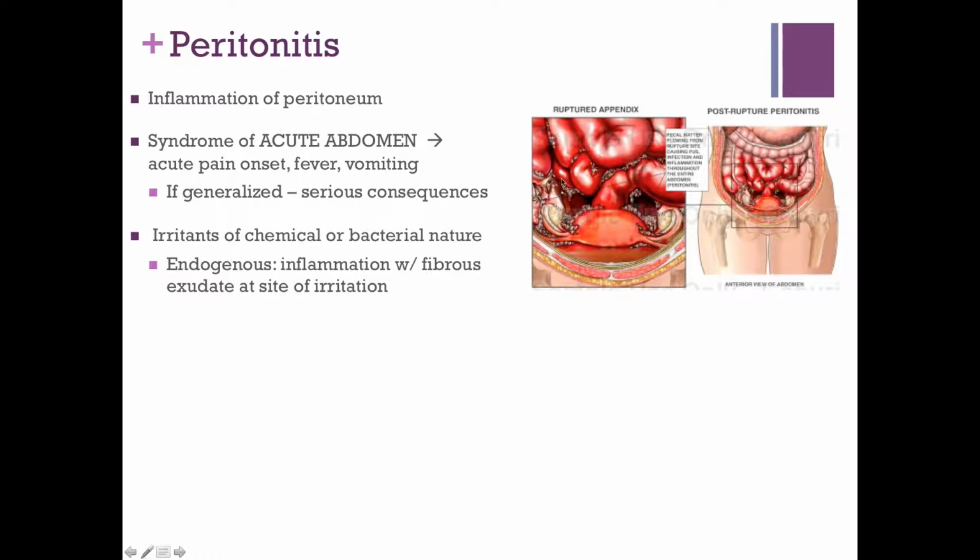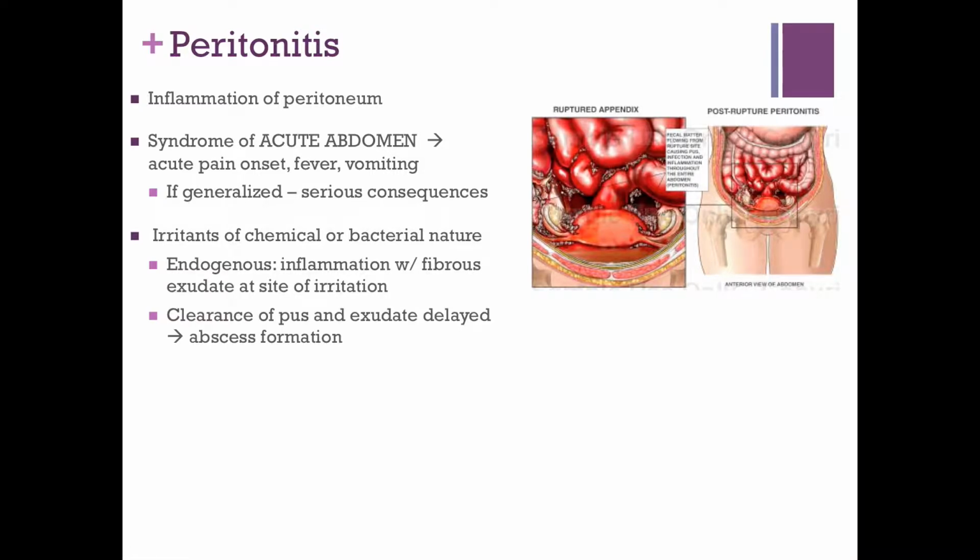Remember that when an organ is damaged, so here we have a ruptured appendix, and part of it dies, it releases tissue factor. And tissue factor starts the coagulation cascade so that we can seal up that organ with a clot. However, that also means that it's going to activate the fibrin system. So not only will there be a clot forming, there will also be a lot of scar tissue forming.